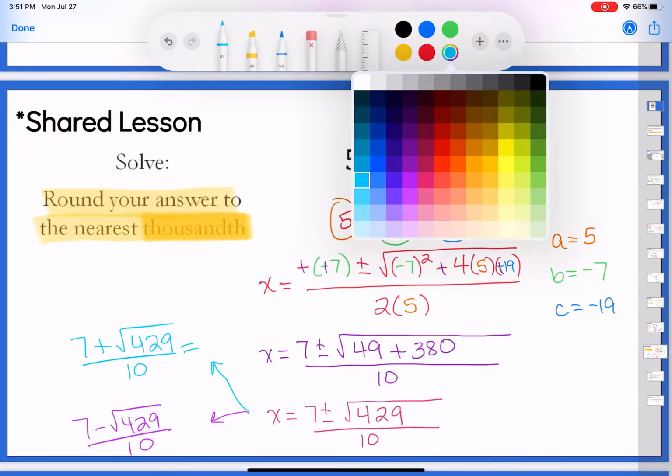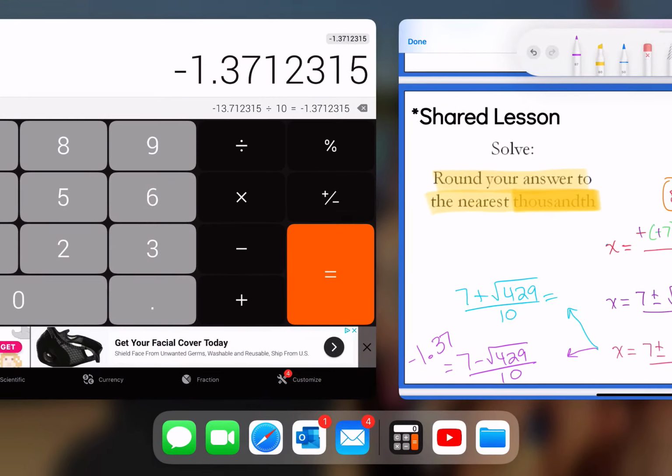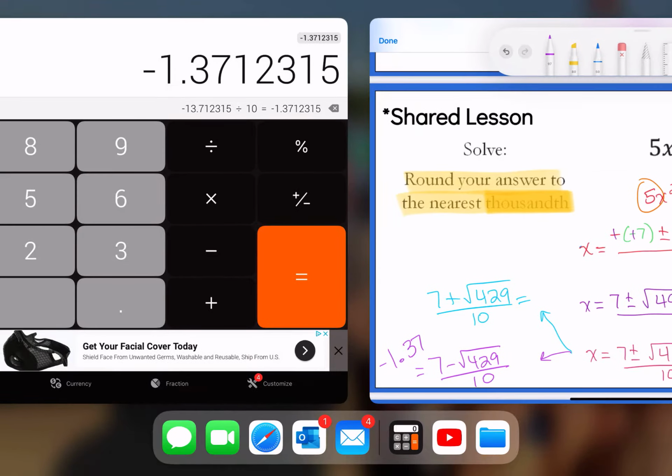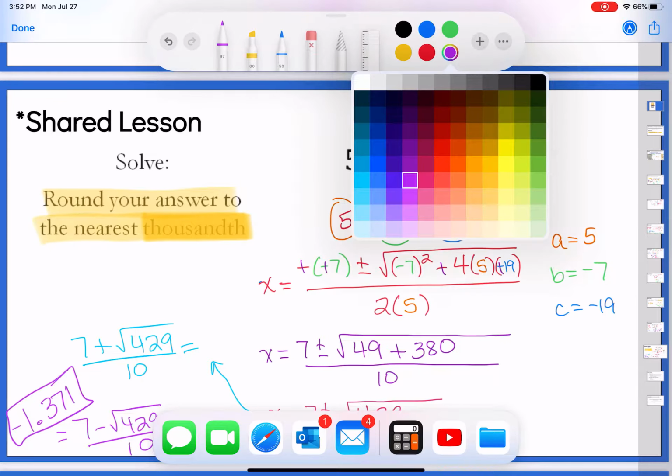That was the minus, right? I feel like I've already forgotten. Negative 1.371, because I'm rounding to the nearest thousandth.